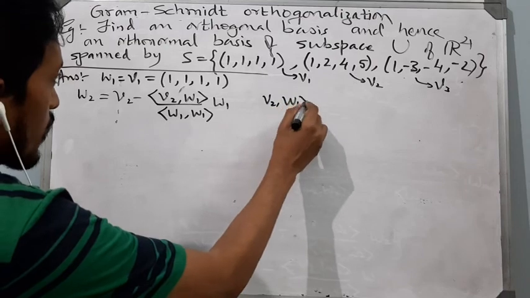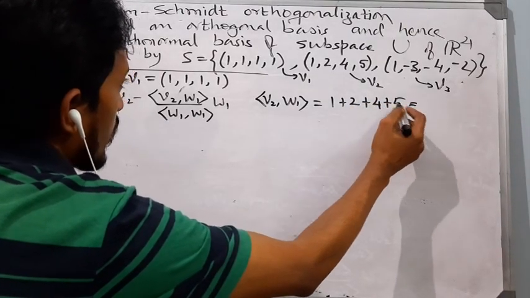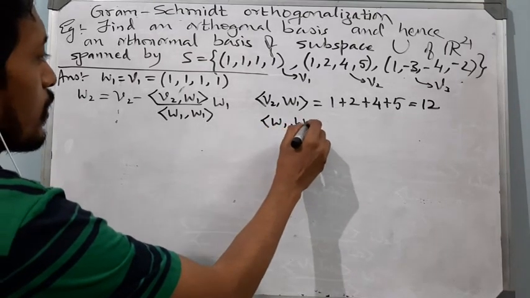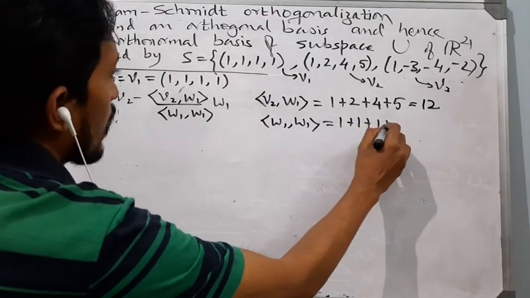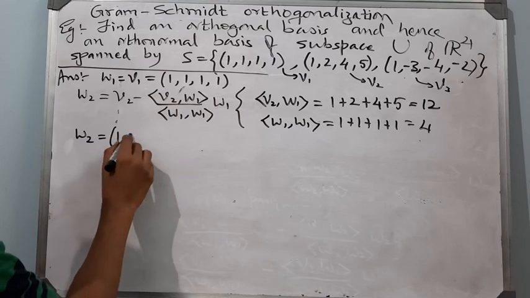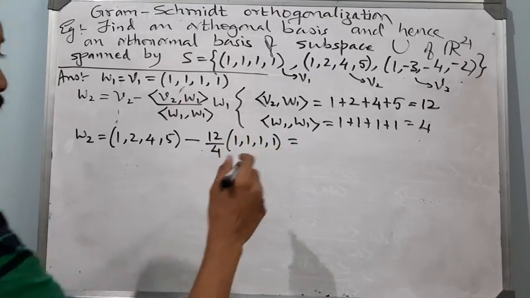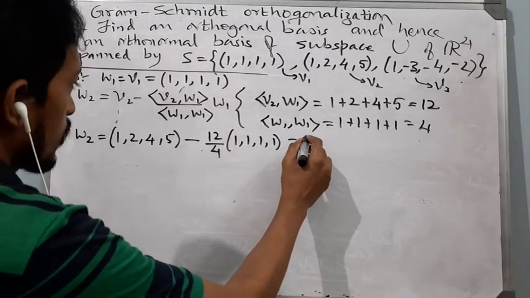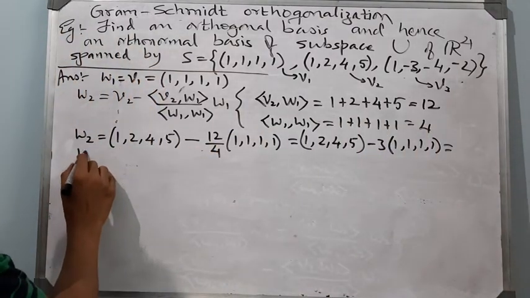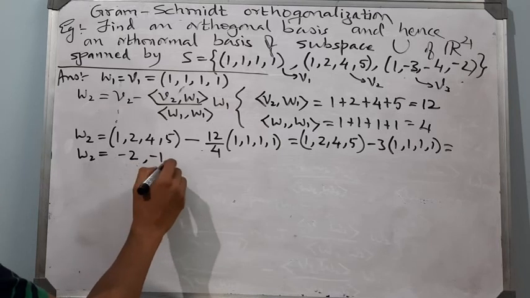Now the inner product of V2 and W1 is 1 plus 2 plus 4 plus 5, that will be 12, and the inner product of W1 with itself is 1 plus 1 plus 1 plus 1, which is 4. Therefore, W2 is (1, 2, 4, 5) minus 12 by 4 times (1, 1, 1, 1). So this will be (1, 2, 4, 5) minus 3 times (1, 1, 1, 1). Therefore W2 is (-2, -1, 1, 2).